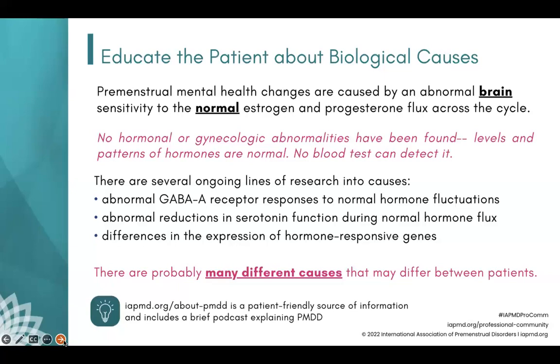But let's talk a little about what we know about the pathophysiology of PMDD. There are several ongoing lines of research into causes, such as abnormal GABA A receptor responses to these normal hormone fluctuations, or abnormal reductions in serotonin during normal hormone flux. This is a big one. We know that there is an abnormal cyclical change in the serotonergic system for those with PMDD. There are also differences in the expression of hormone responsive genes. There are probably many different causes that may differ between patients, both at the biological level and potentially at the environmental level as well.